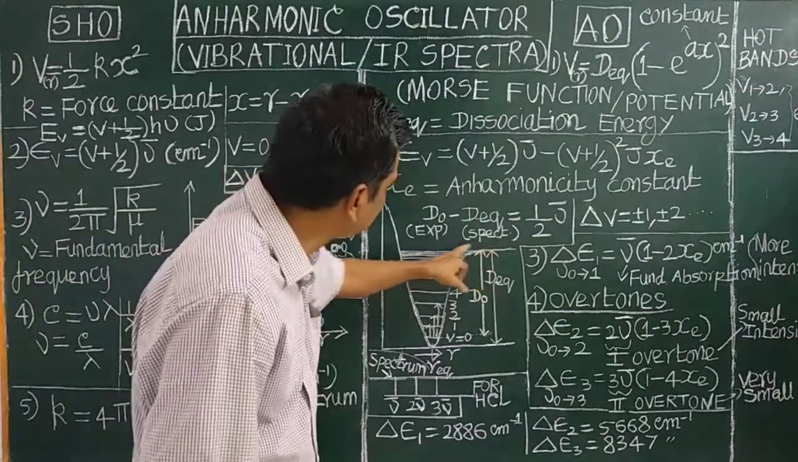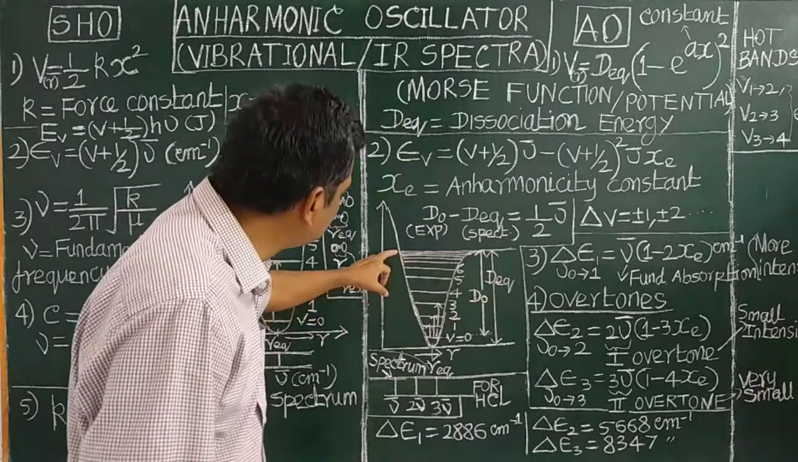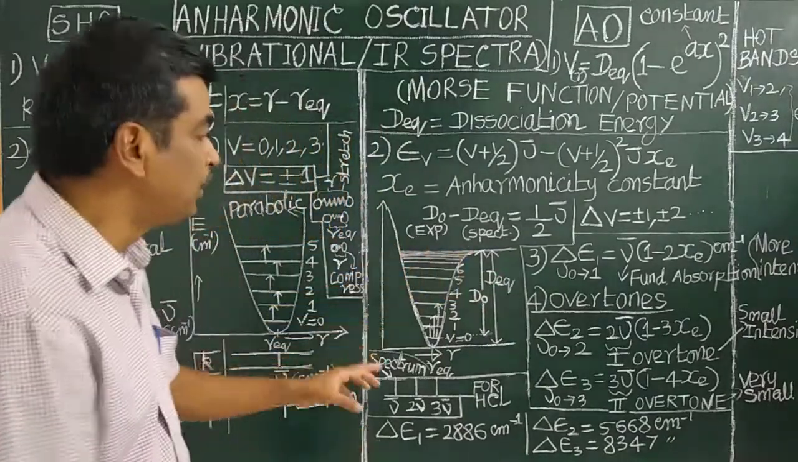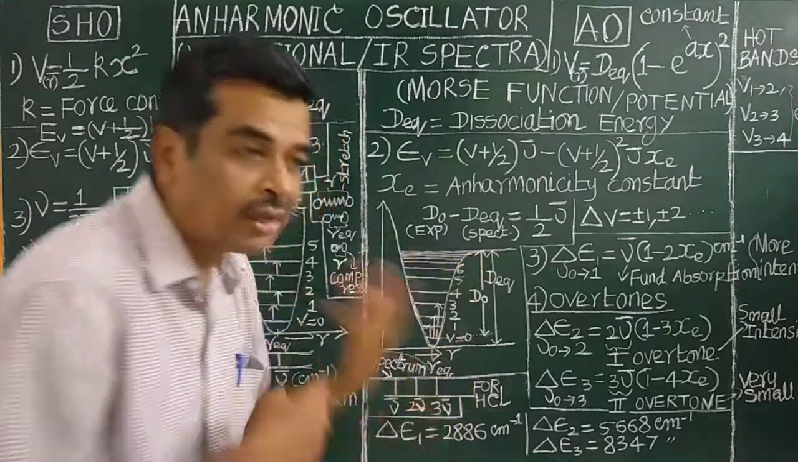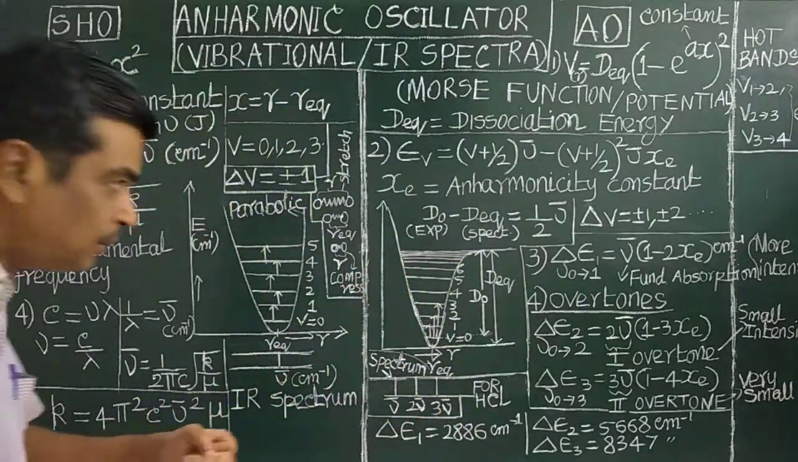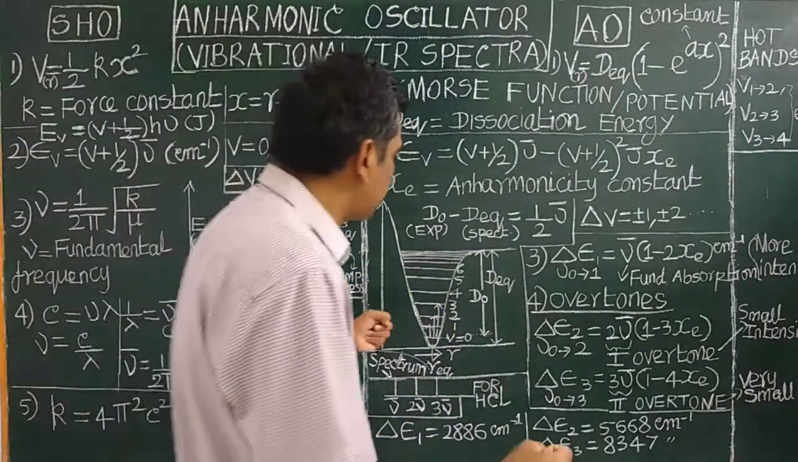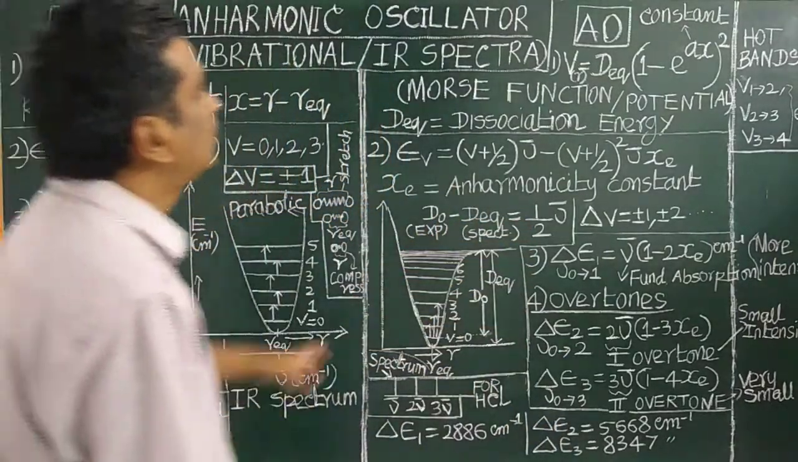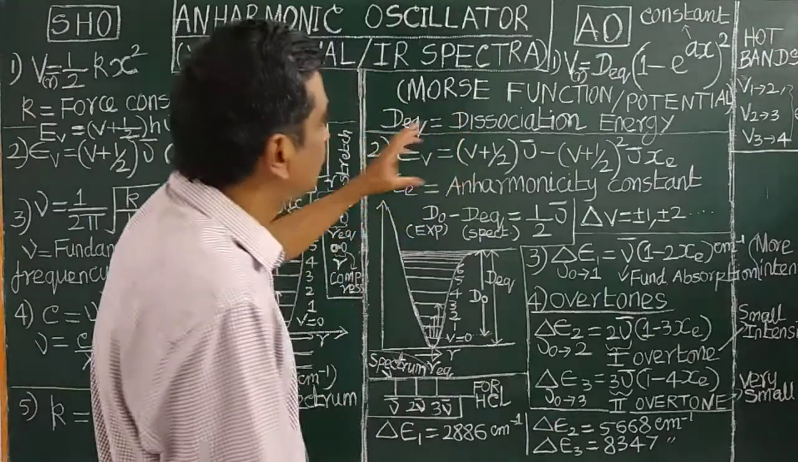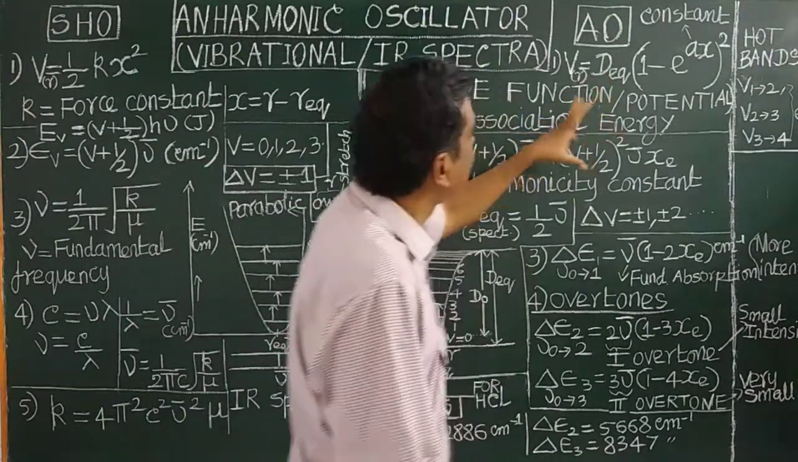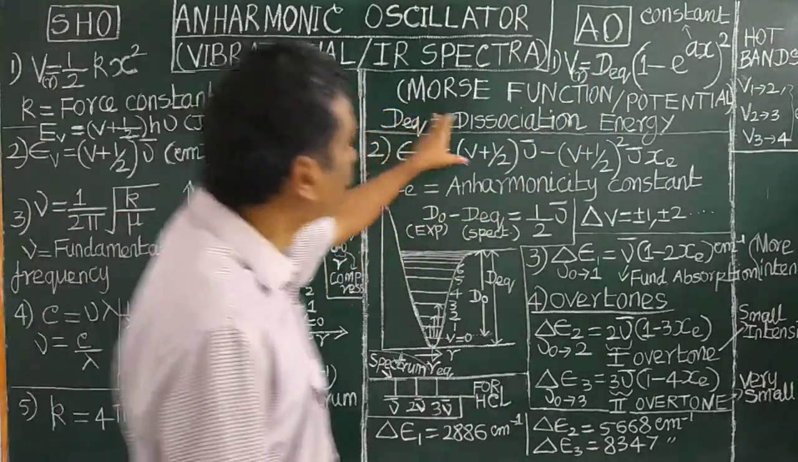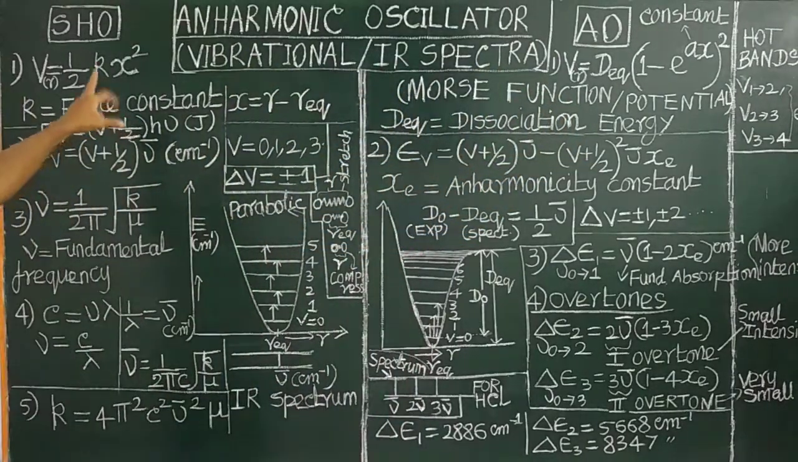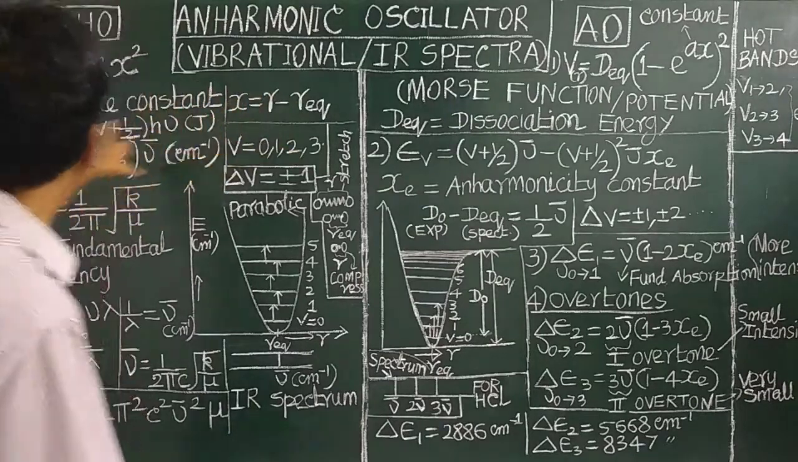See, at this point the bond will break, at this quantum number, for example, nu equal to 9. At what quantum number does the bond break? It can be calculated by using this expression. This is the potential energy expression obtained by Morse for the anharmonic oscillator. This is the potential energy expression for the simple harmonic oscillator.